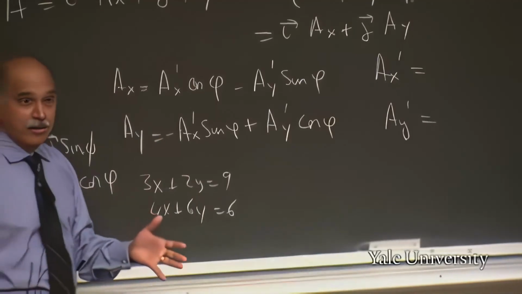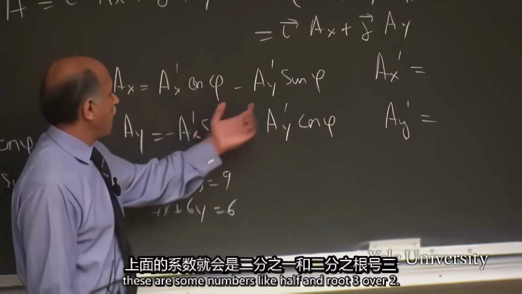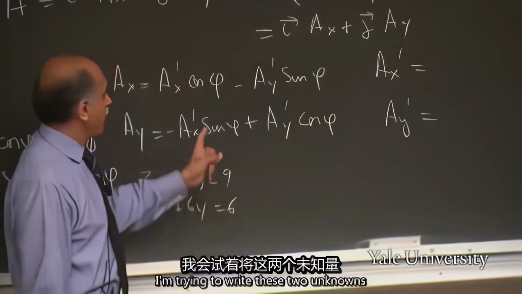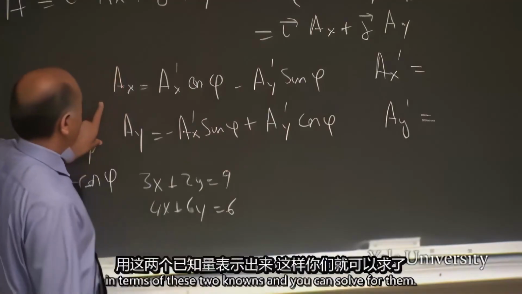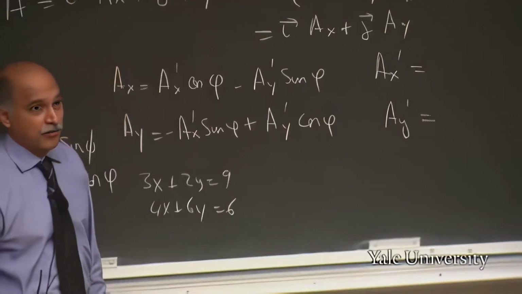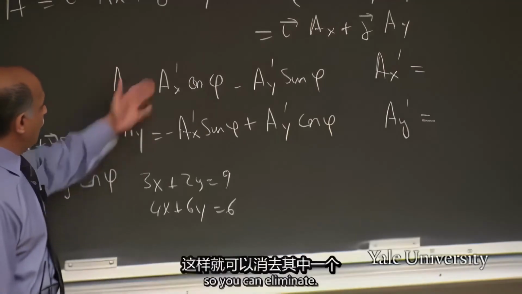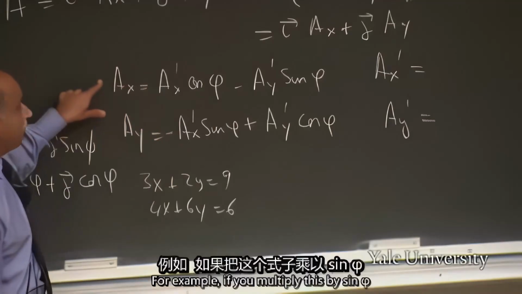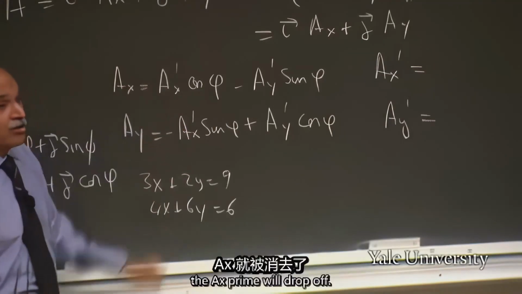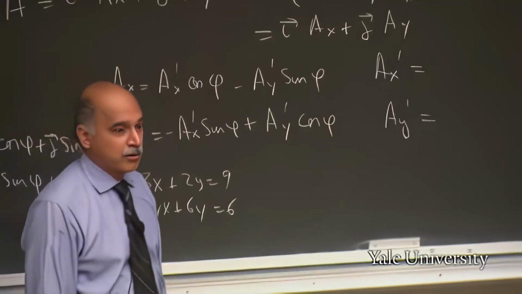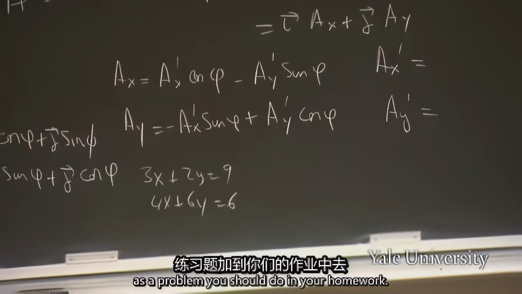Phi is an angle, sine and cosine are definite numbers. If I pick an angle of 60 degrees, these are some numbers like half and root 3 over 2. Then I'm trying to write these two unknowns in terms of these two knowns, and you can solve for them. Here, though, what you will multiply by would be sine phi and cosine phi, so you can eliminate. For example, if you multiply this by sine phi and multiply this by cosine phi and add them, the a_x prime will drop out. So that's the kind of thing you should do. I will add this on as a problem you should do in the homework.